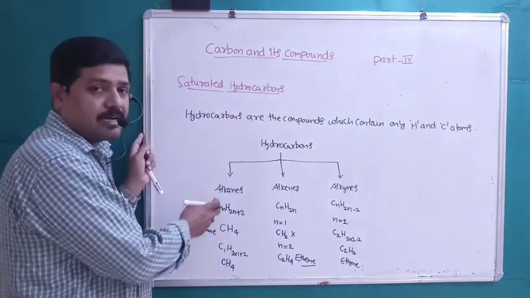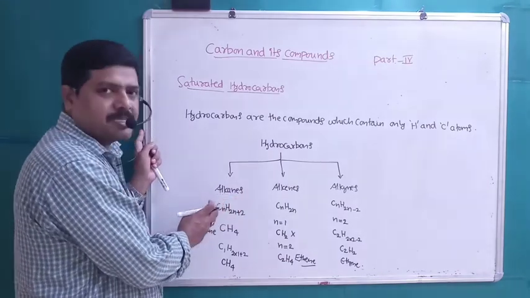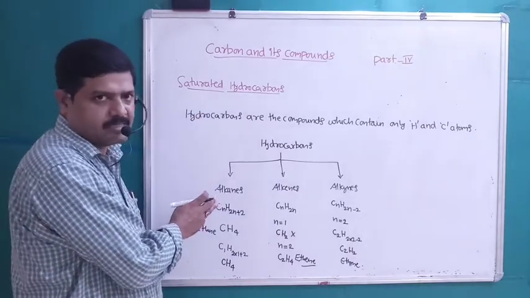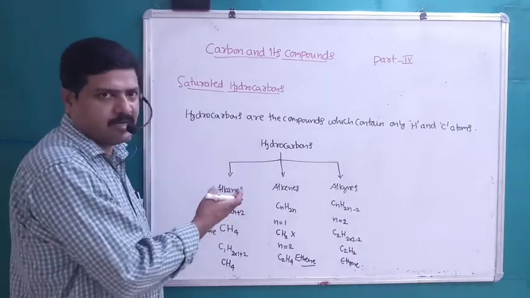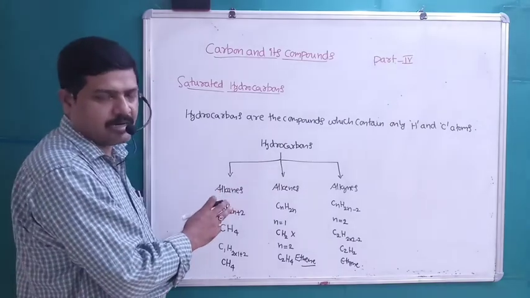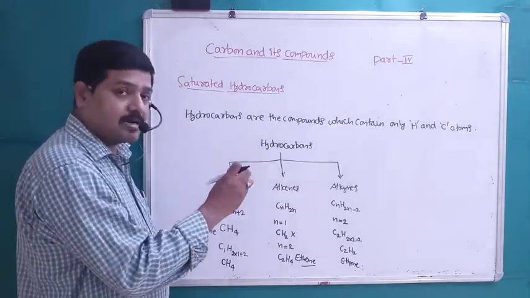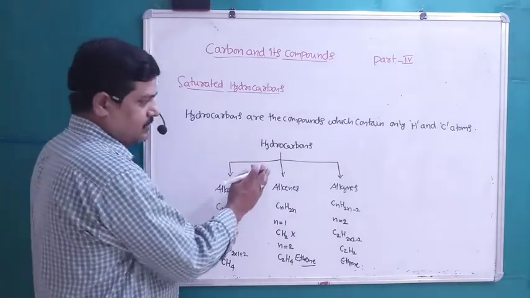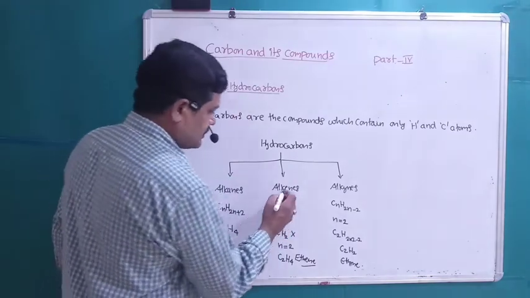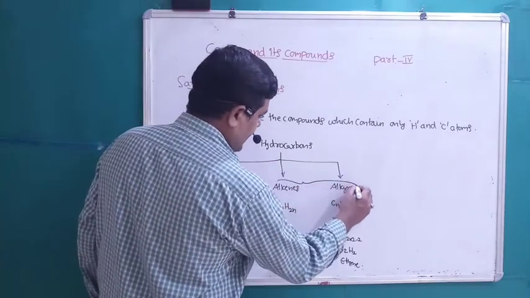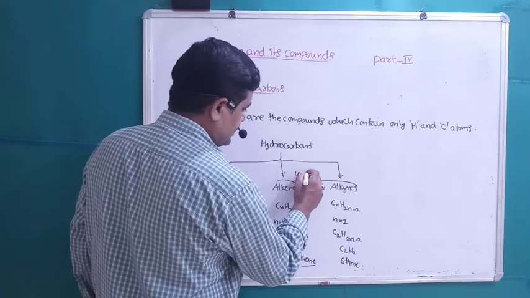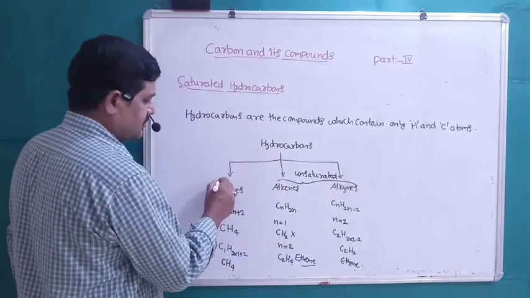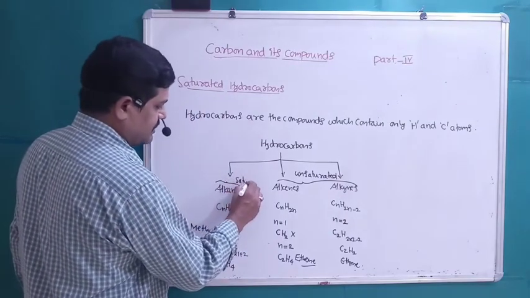Students, when carbon forms only single bonds, that is generally called a saturated hydrocarbon. Later in higher classes, we are going to study ring compounds, which are called unsaturated even though they have single bonds. So for our syllabus, alkenes and alkynes we can call unsaturated, and alkanes we can call saturated.